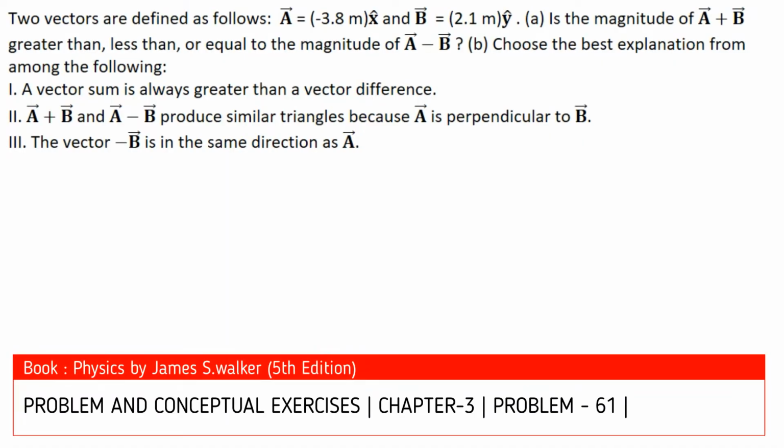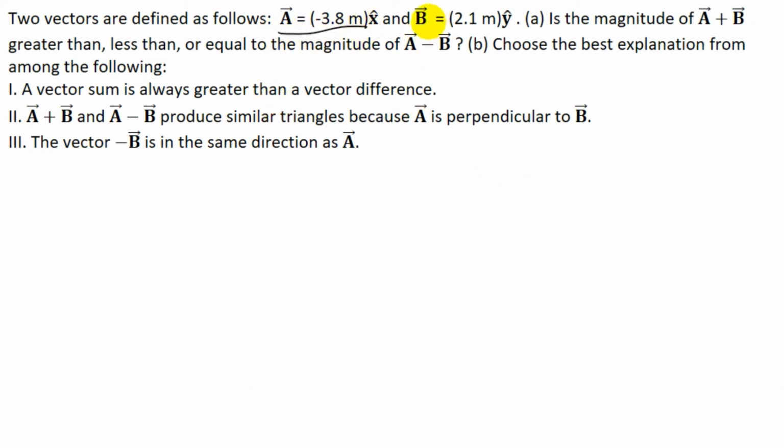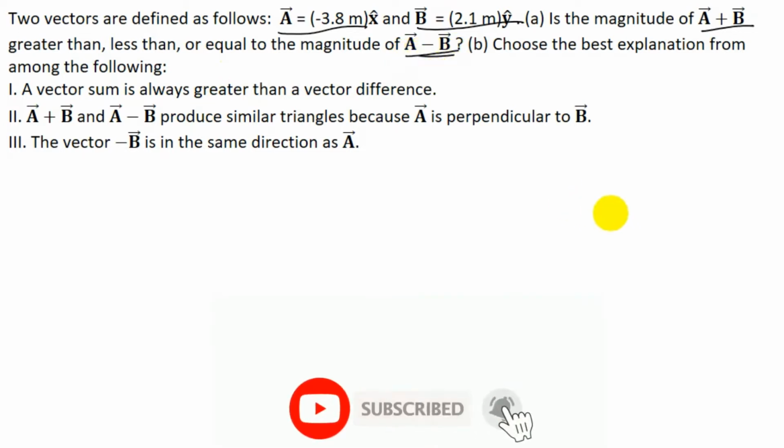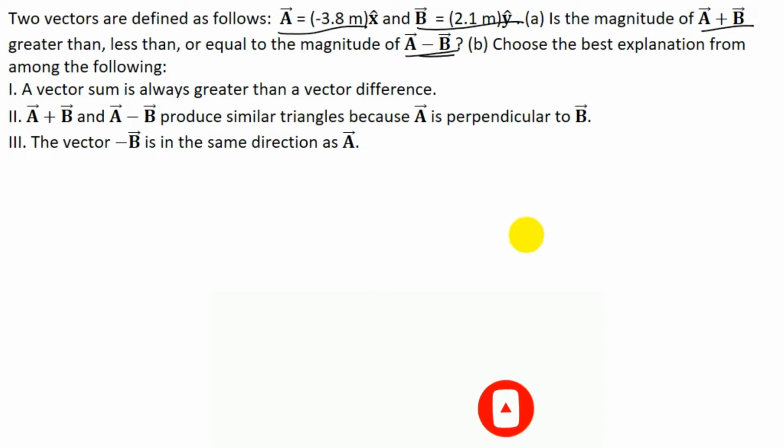Now in this question we are given two vectors. Vector A we have minus 3.8 x cap and vector B we have 2.1 y cap. Now what they are asking is whether the magnitude of A plus B vector is greater than, less than or equal to the magnitude of A minus B vector. And three options we are given. We have to choose the best explanation.